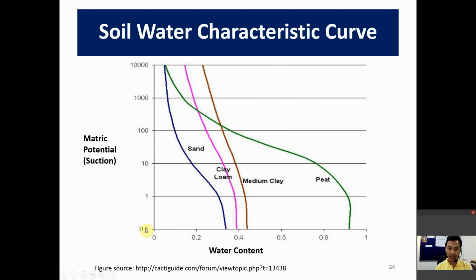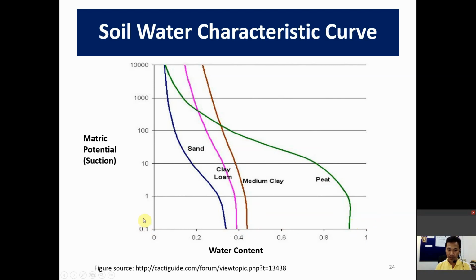Start from this point, completely wet, and getting drier. Let me show you here, getting drier and drier, and really dry out here. You can see the water content when you started, even before you did anything, with the number on the y-axis equals 0. You can see that you get the water content, of course, because that is the saturation point, right? So you can see that sand has the lowest amount of water content, followed by clay loam and medium clay, and peat, probably the most powerful material that can absorb a lot of water. And that's why at the beginning point, peat has the highest amount of water.